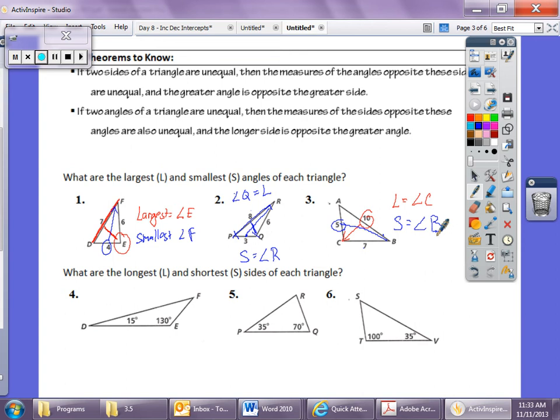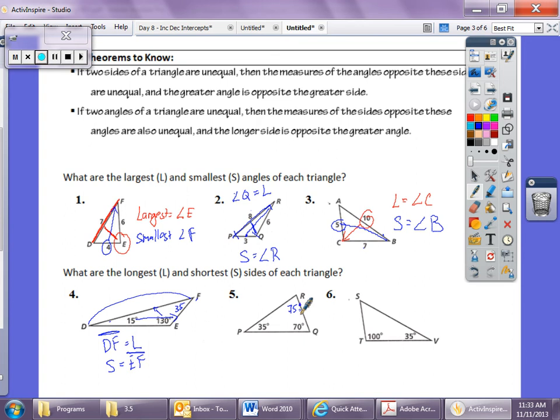What are the longest and shortest sides? Well, we have 15, 130, and this angle is going to be 35. So the longest side is opposite this, so DF. DF is the longest, and the shortest side is opposite angle D, so EF. The shortest is EF. So DF and EF. Number 5, we have 70, 35. And this one is going to be, that's 105, so 75 degrees.